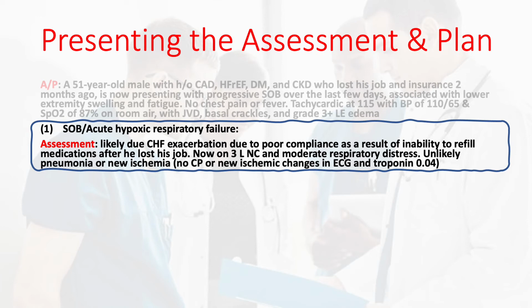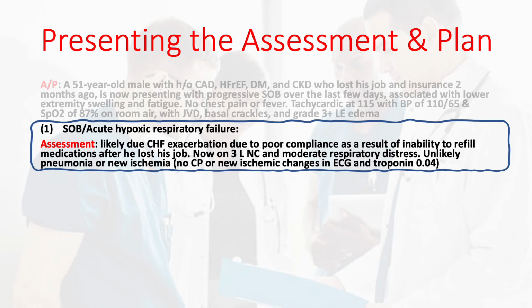So in this case, for example, shortness of breath slash acute hypoxic respiratory failure. And then you mention what's your assessment of that problem, what's causing it, what's the severity, what's the underlying etiology, and just a general assessment. So you can say something like, likely due to CHF exacerbation due to poor compliance as a result of inability to refill medications after he lost his job. He's now on 3 liters nasal cannula with some moderate respiratory distress on exam.